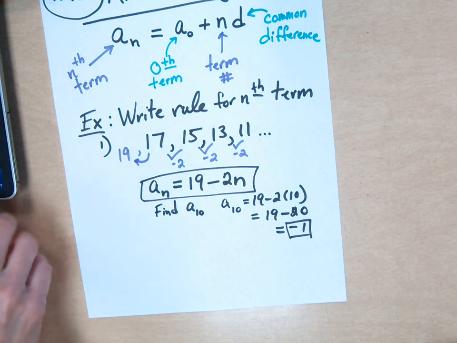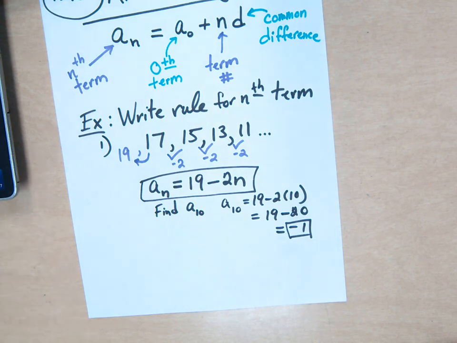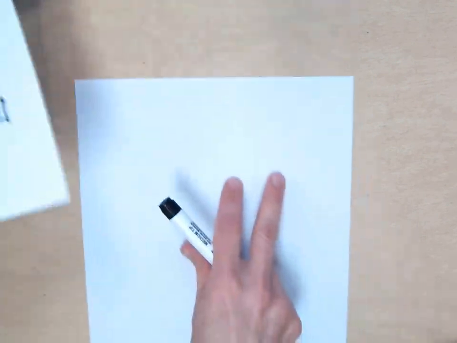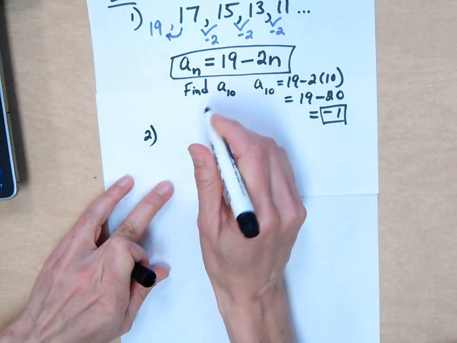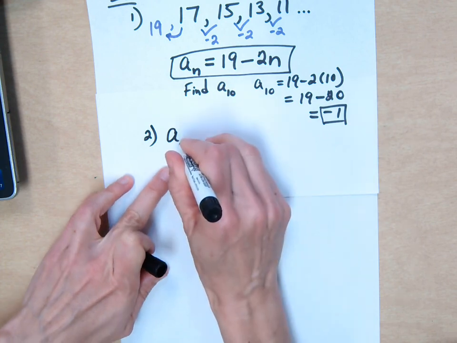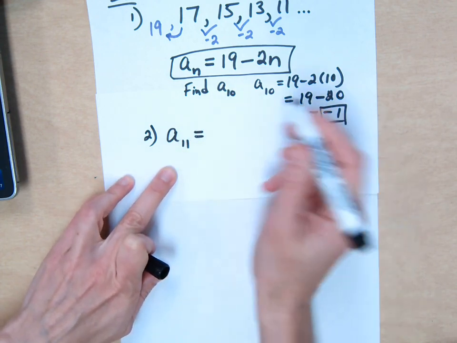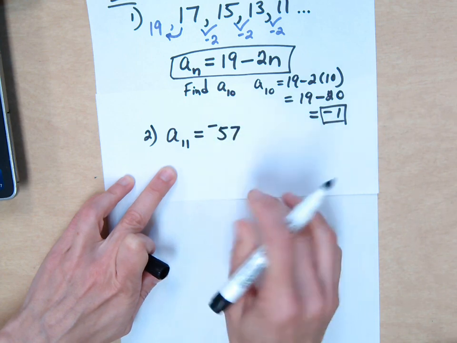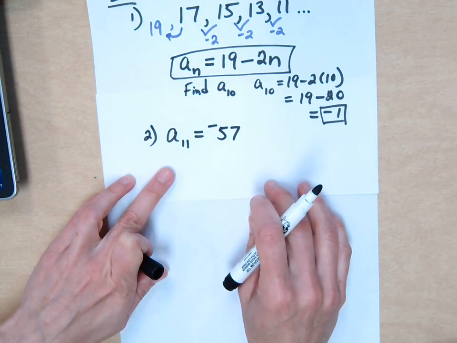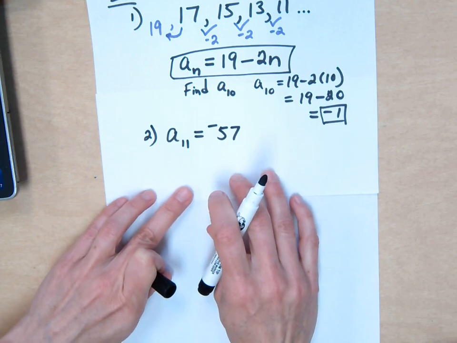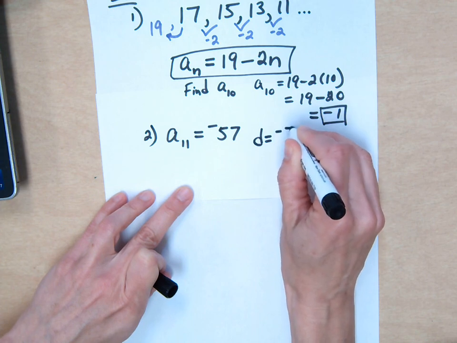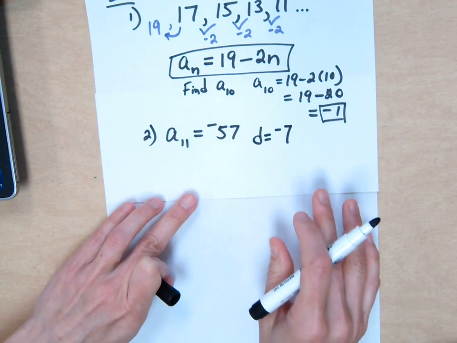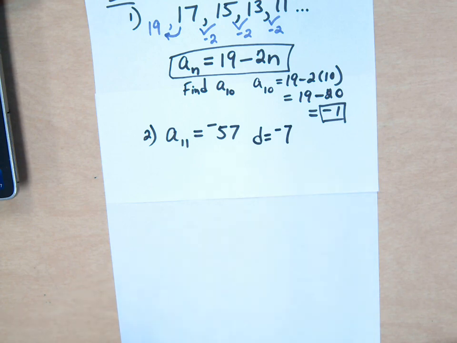Any questions on that? Okay, let's see if it's phrased differently. Let's make it a little more challenging here. So let's try this example. Let's say we have the 11th, this is a whole different problem, okay? I'm going to tell you that the 11th term in the sequence is -57. And I'm going to tell you that the common difference is -7. So I'm adding negative 7 each time. Okay, and we need to find the formula.